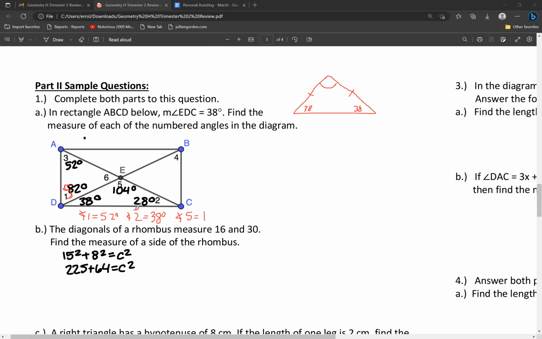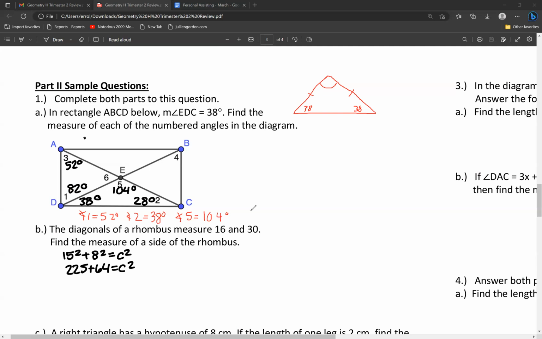So this should be a 3 right here. This looks like a 2, but that should be a 3 right there. So angle 5 is 104. That one's good. 104 degrees. So we got 2, we got 5, we got 1. What else do we need? Angle, what are we missing?